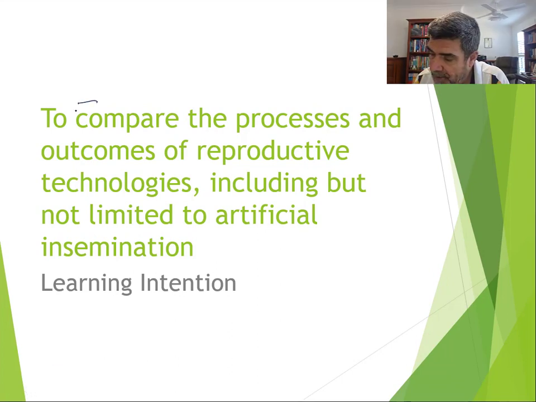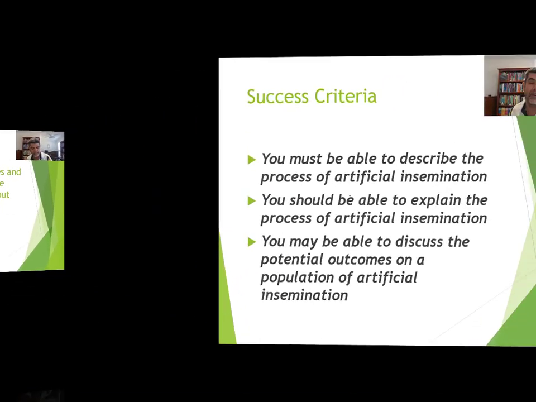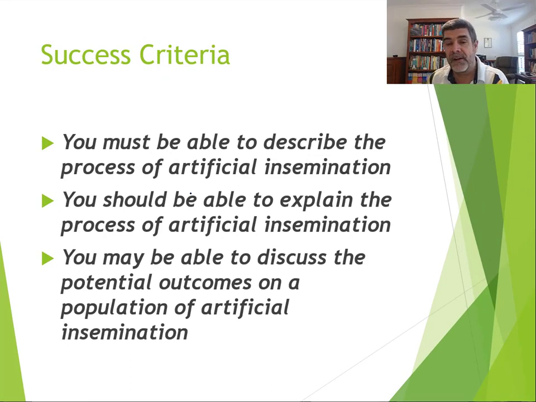And you'll see this first part in a number of the different reproductive technologies that we're going to be looking at in this particular little mini-series of videos. So we want to make sure that you can describe the process of artificial insemination and explain how it works, and then discuss some potential outcomes on populations of artificial insemination. And that can be both from a positive and a negative perspective.